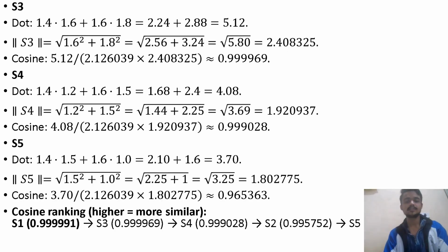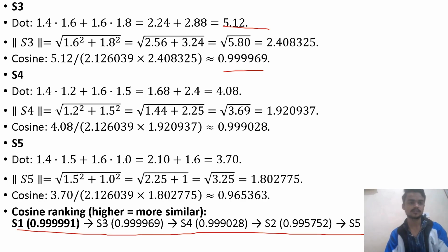S2, similarly applying this formula, gives 0.99552. For S3, the dot product we get is 5.12, and the cosine for S3 we get 0.99969. Similarly for S4 and S5. So the ranking, where higher means more similar: S1, then S3, then S4, then S2, then S5.